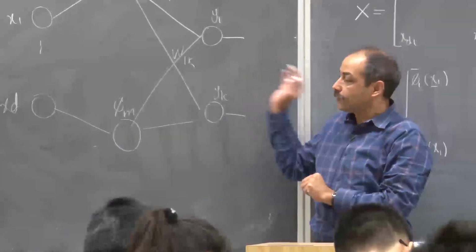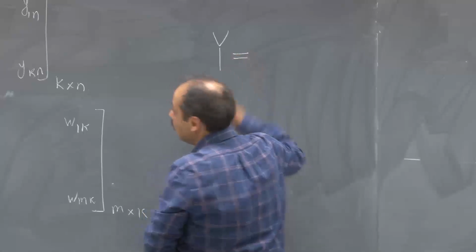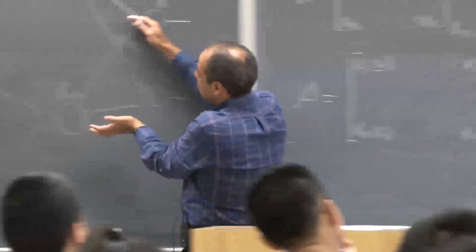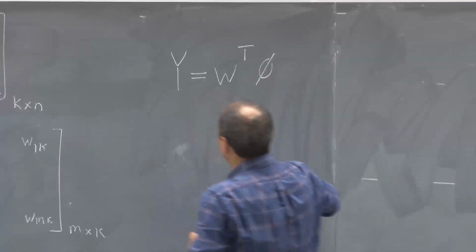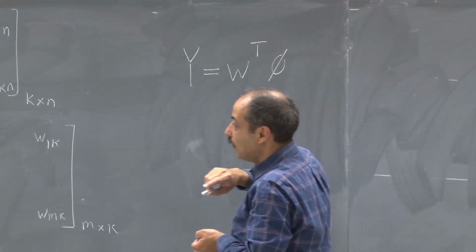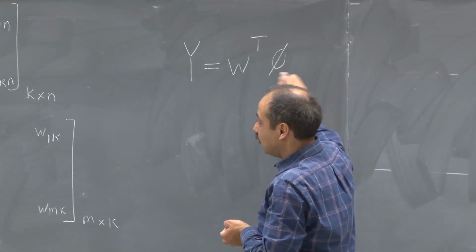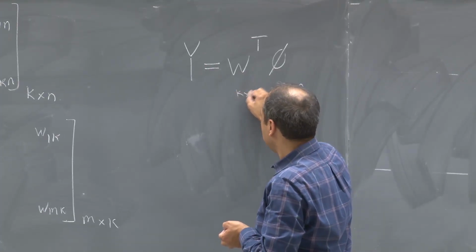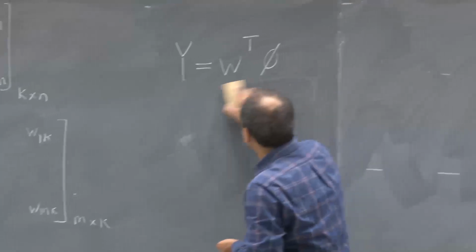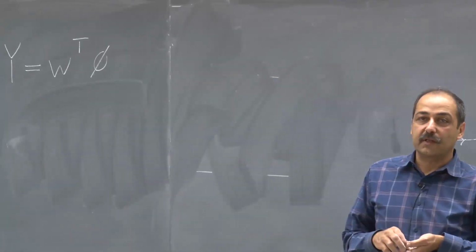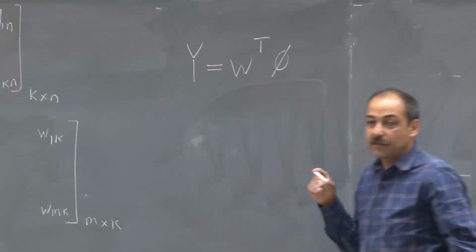So now I can show this output using matrix notation. I can say that y, my output, is what? It is W transpose times phi. Am I right in terms of dimension? Phi is m by n. W is m by k, so W transpose is k by m. So y is k by n. Yeah, that's right. So y is just W transpose phi. So I can write my output in terms of this matrix multiplication.